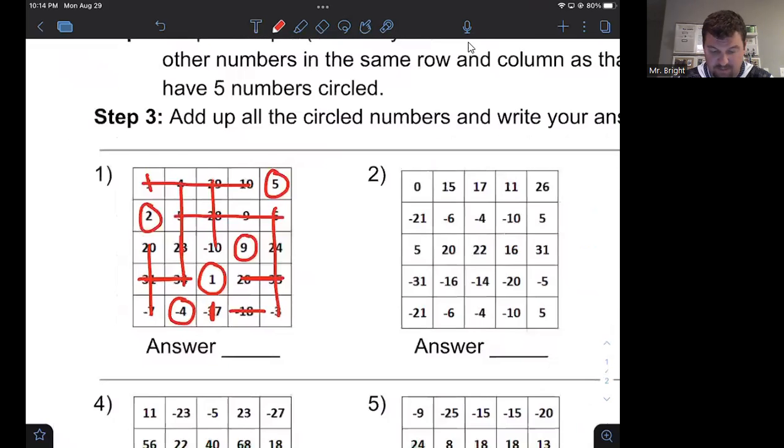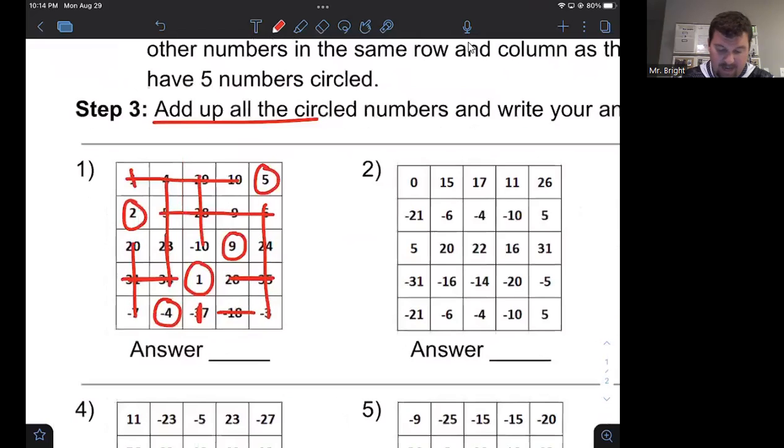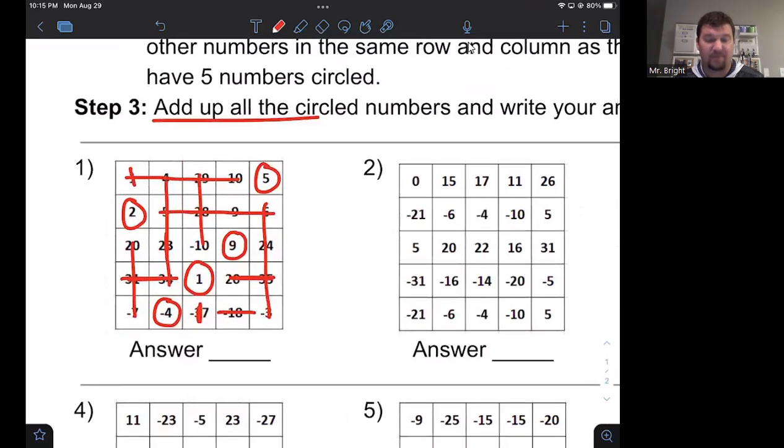Okay, so now we're on to step 3. Add all the circled numbers together. Now, you're always going to have some positive and some negative numbers. What I would encourage you to do is add your positive numbers together. So join forces with the same signed integers, right? If they're positive, join them together. And if they're negative, join them together. And then once you get your positive and your negative number, you could go to war. So here's what I mean by that.